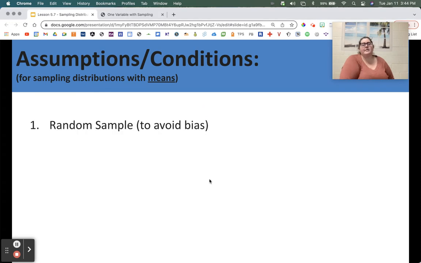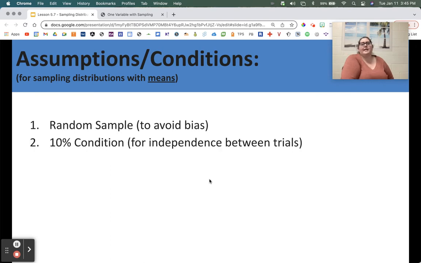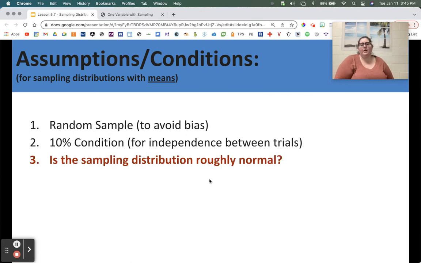The first one is the same as with proportions. We need to check that we have a random sample so that we're avoiding bias. Remember, bias affects the center of that distribution. The second condition is that 10% checks for independence between trials. So we want our sample size to be less than 10% of our population. This is just making sure that our data is accurate. It also helps to make sure that the standard deviation formula will work correctly.